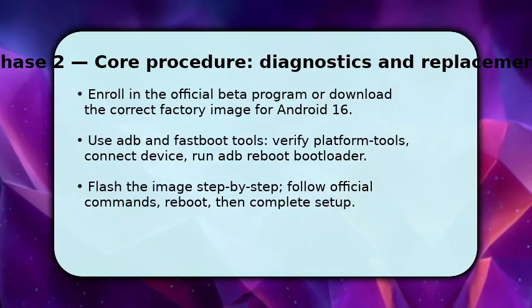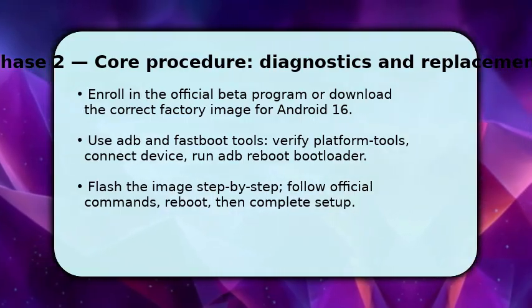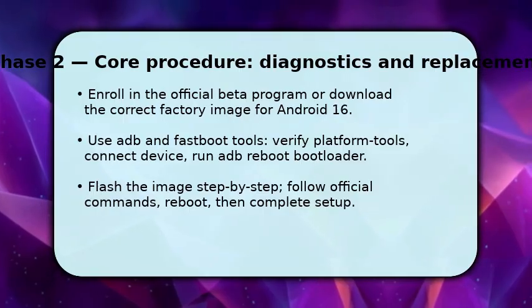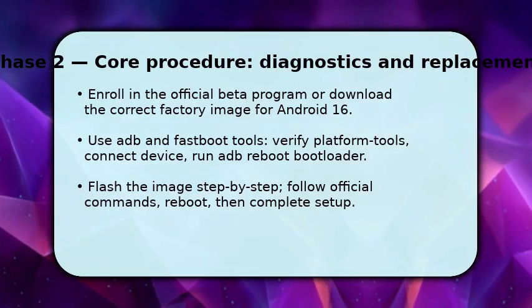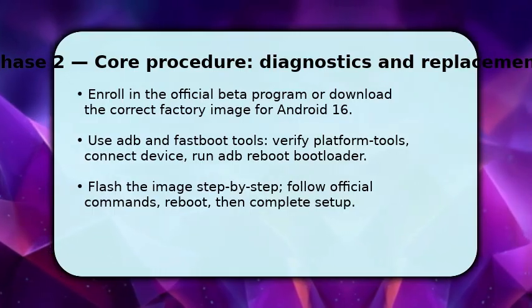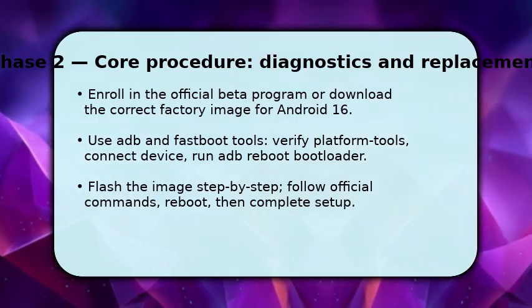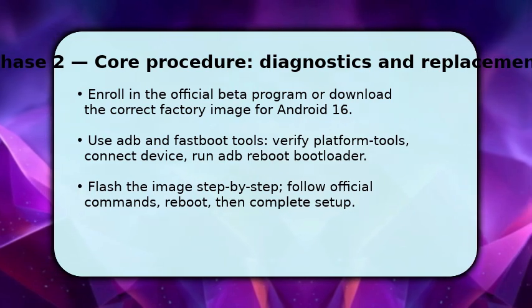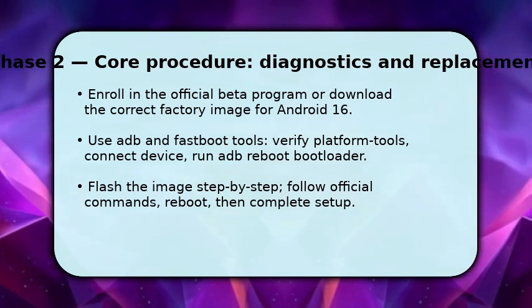Then, with USB debugging enabled, run ADB reboot bootloader and use fastboot to flash partitions in order: boot, system, vendor, following instructions. After flashing, reboot and complete initial device setup. This installs the new runtime and migrations properly.